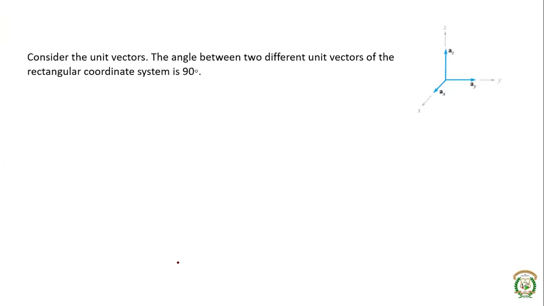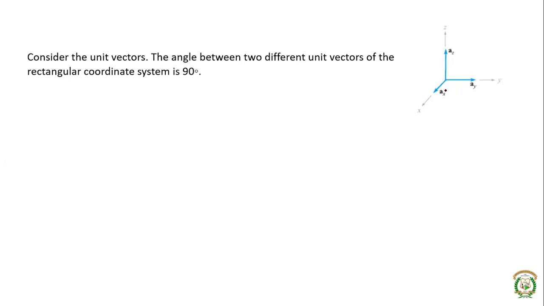So next we will take into consideration the unit vectors in rectangular coordinates. We have x, y, and z. All these three are mutually perpendicular to each other. So the angle between them is 90 degrees. So we have taken a similar case into consideration with the dot product.